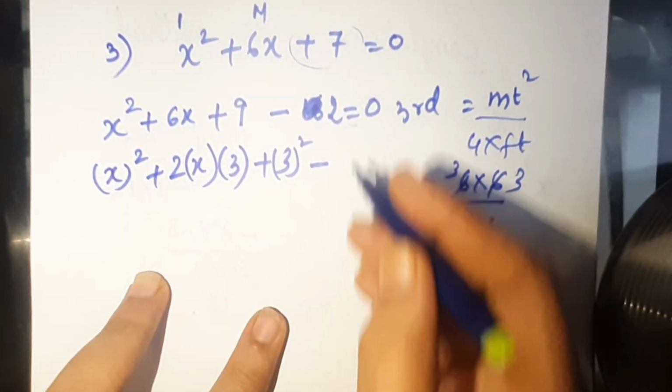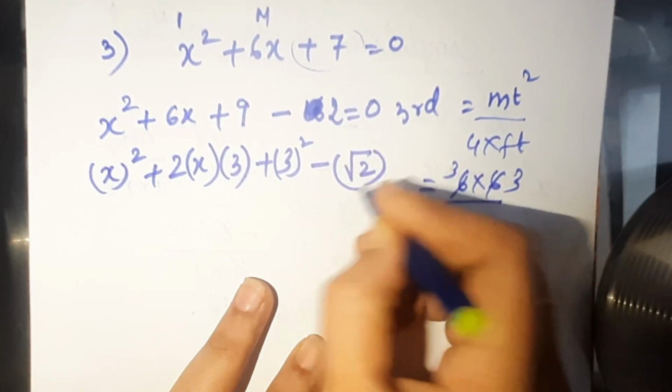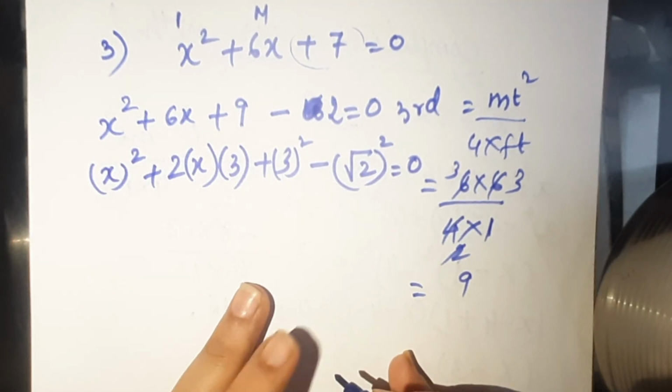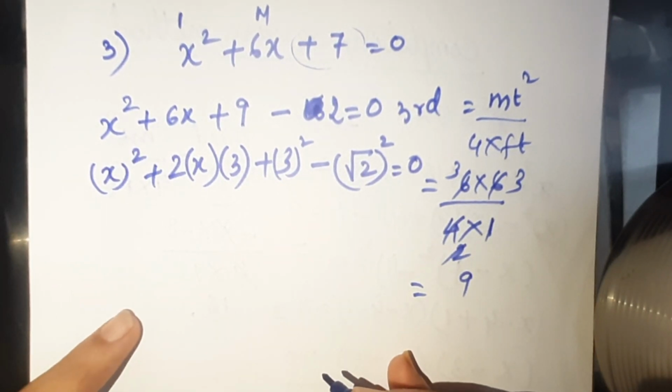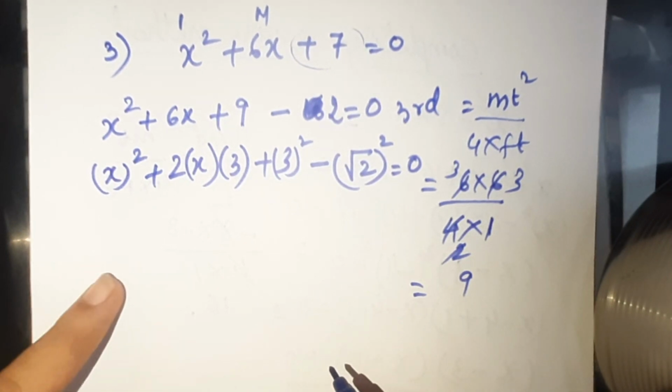You may get confused, like here 2 is there, how to find the square root of 2? So we'll make it root 2 square. So with this method, we can find the factors where simple factorization is not possible. For the difficult sums also, with this method we can solve very easily.